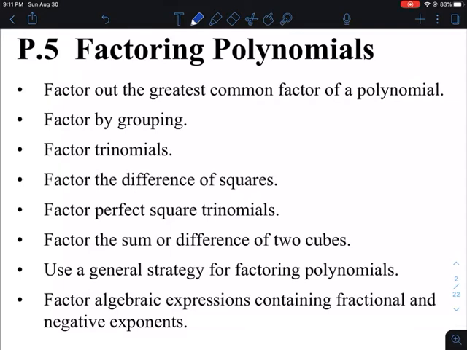So looking at factoring out the greatest common factor of a polynomial, factor by grouping, factor trinomials, factor the difference of squares, factor perfect square trinomials. That's about where we're going to get to today. And then we'll look at factoring the sum or difference of two cubes, use a general strategy for factoring polynomials, and factor algebraic expressions containing fractional and negative exponents. So that is definitely some new stuff there.